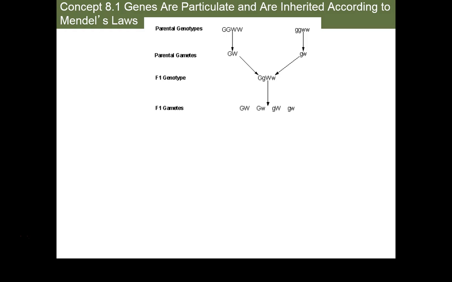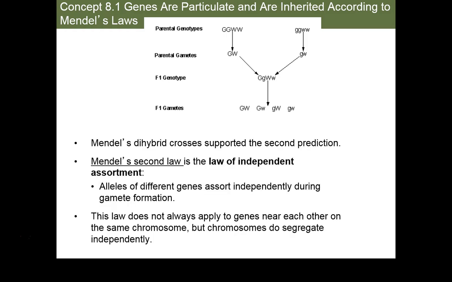His dihybrid cross supported his idea that alleles of different genes assort independently during gamete formation. This is his second idea, which he called the law of independent assortment. This law does not apply to genes that are near each other or are on the same chromosome, but chromosomes do segregate independently.